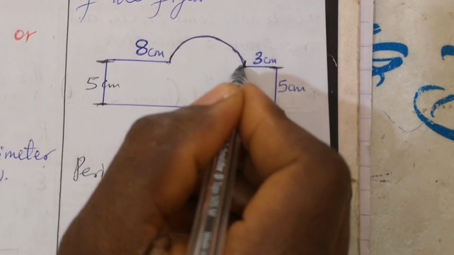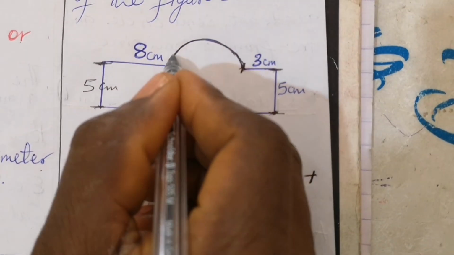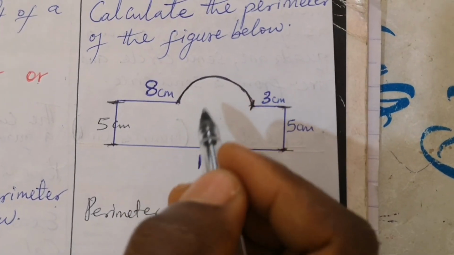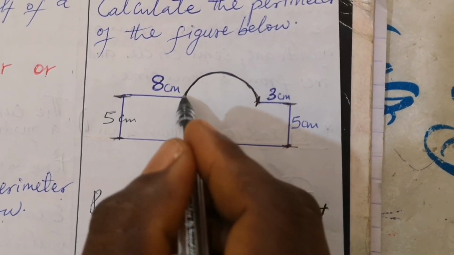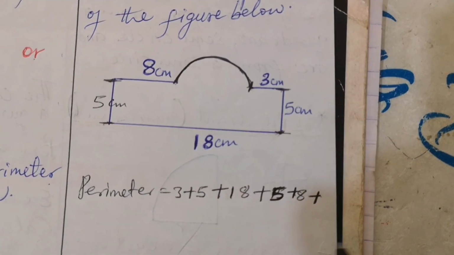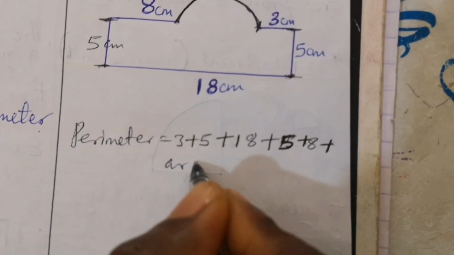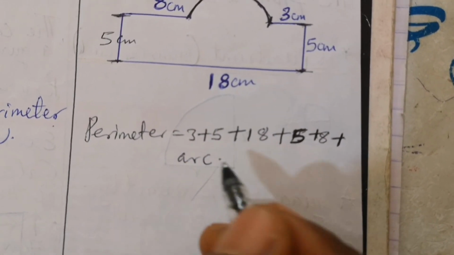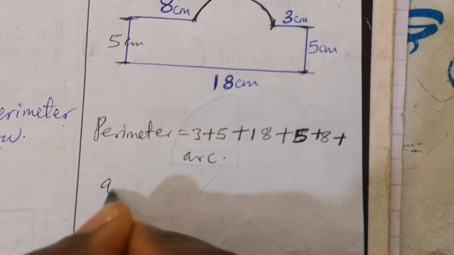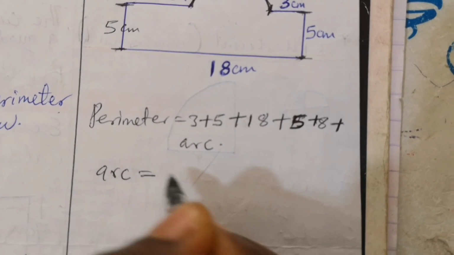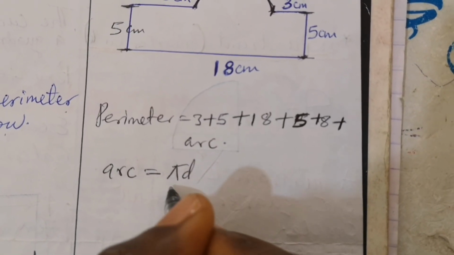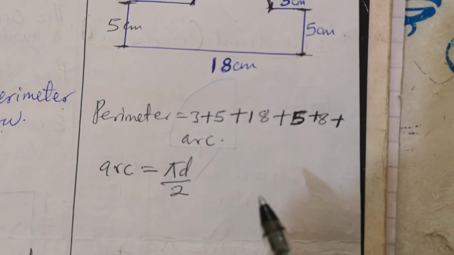to here. This place is a curved line, and this curved line is arc of a semicircle. So I will just say plus arc. Now I will need to find the value of this arc. And arc of a semicircle is equal to what? Pi d all over 2.